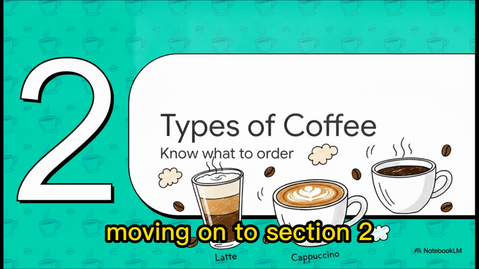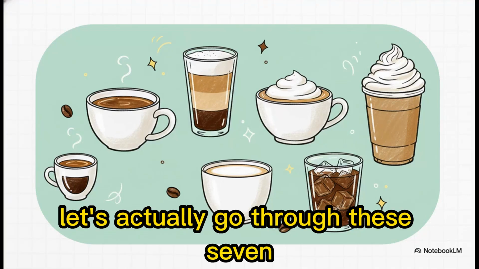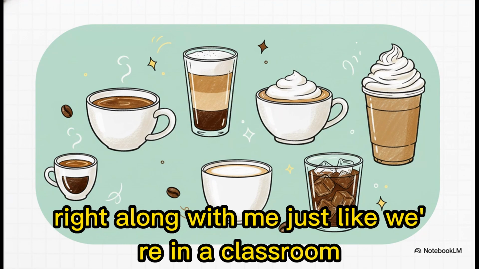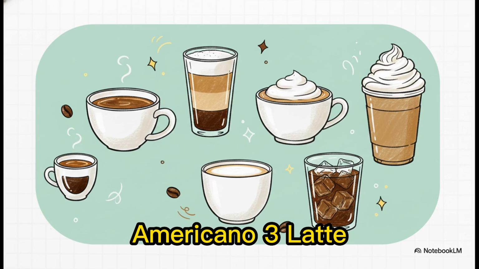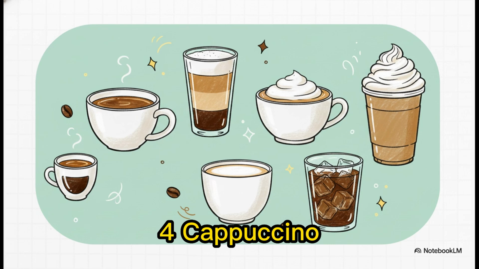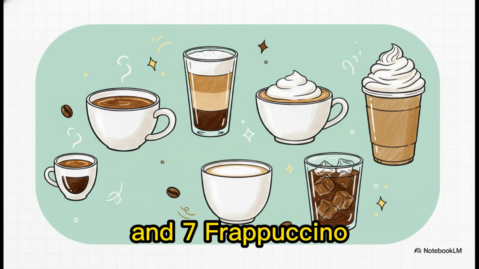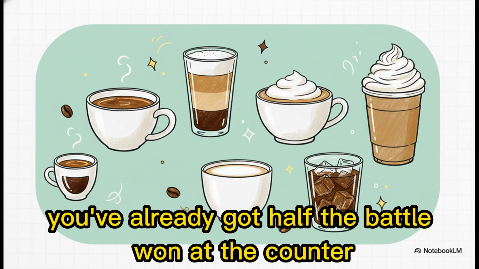Moving on to Section 2, the menu and getting to know your options. Let's actually go through these 7 essential types of coffee together. I want you to practice the pronunciation right along with me, just like we're in a classroom. Ready? 1. Espresso. 2. Americano. 3. Latte. 4. Cappuccino. 5. Flat white. 6. Cold brew. And 7. Frappuccino. Honestly, if you can master just these 7 words, you've already got half the battle won at the counter.